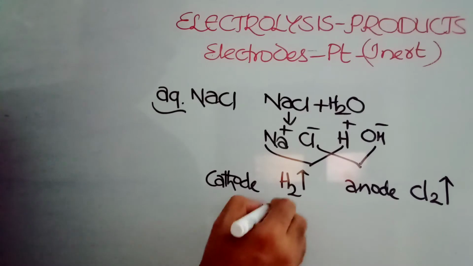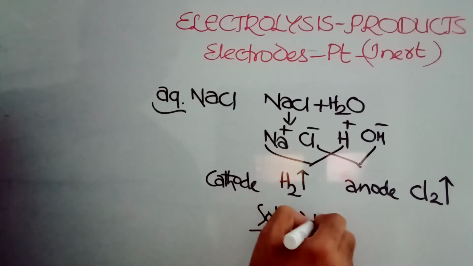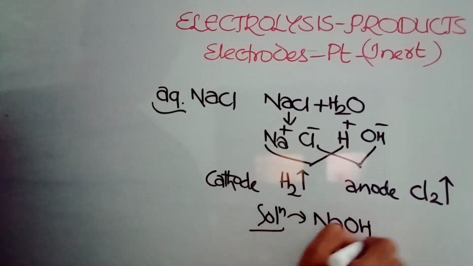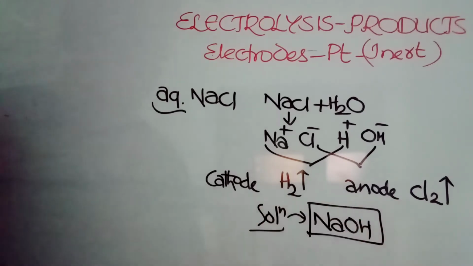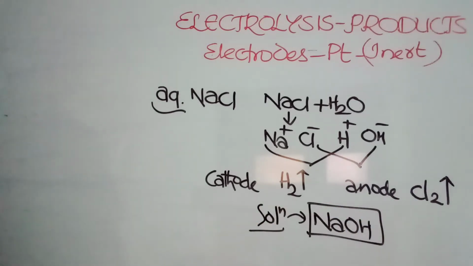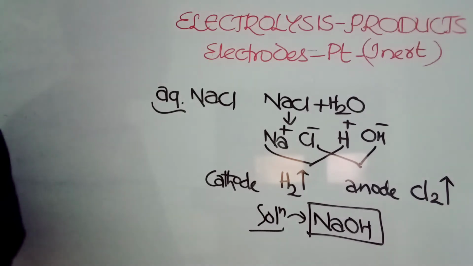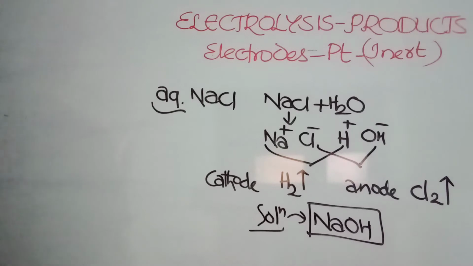And in the solution, or you can say in the cell, sodium hydroxide solution is formed. This reaction you are learning under the name of Nelson cell. Preparation of sodium hydroxide and preparation of chlorine, preparation of hydrogen also we use. What is the importance of this?